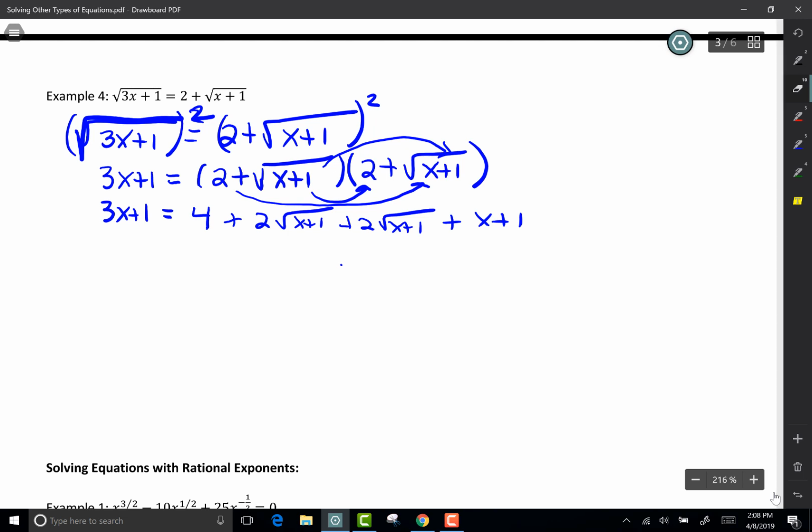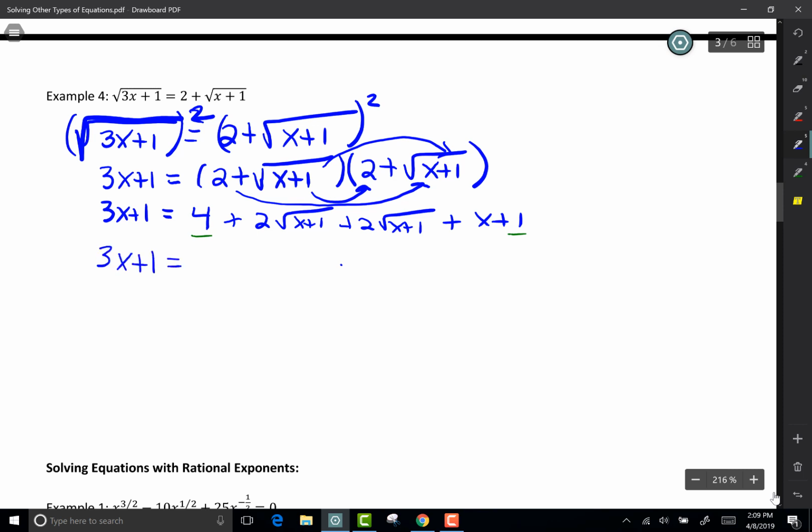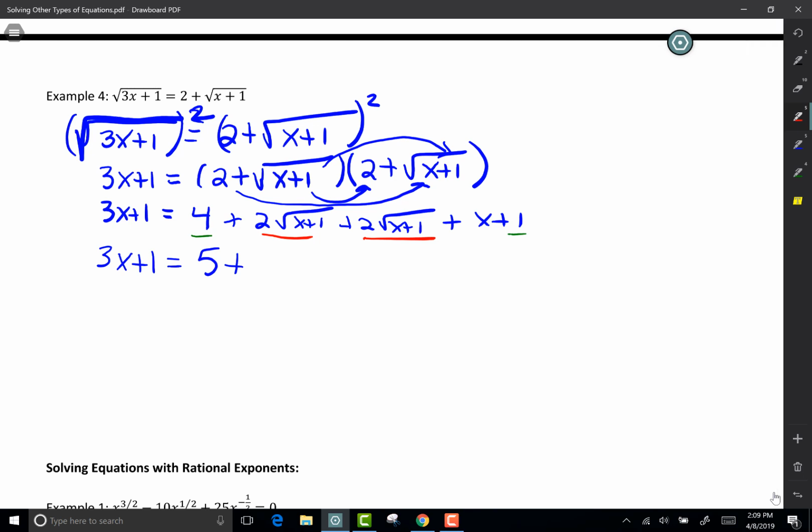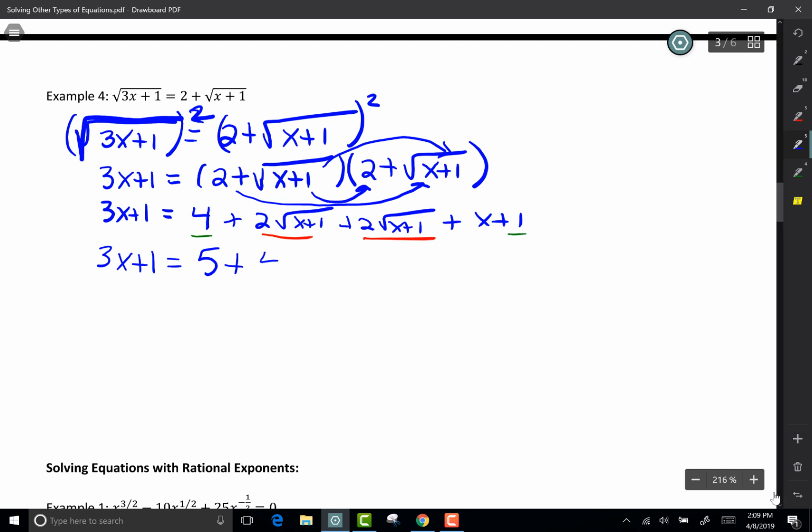So now that we FOILed out the 2 plus square root of x plus 1 squared, now let's clean this up and combine like terms. So I have the 1 and the 4, that gives me a 5. So I have 3x plus 1 is equal to 5. And then I can combine these 2 square roots. I have 2 square roots of x plus 1 and then another 2 square roots of x plus 1, which will give me a total of 4 square roots of x plus 1. And then I still have this x here.